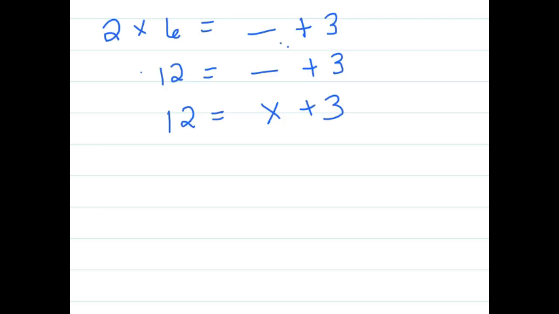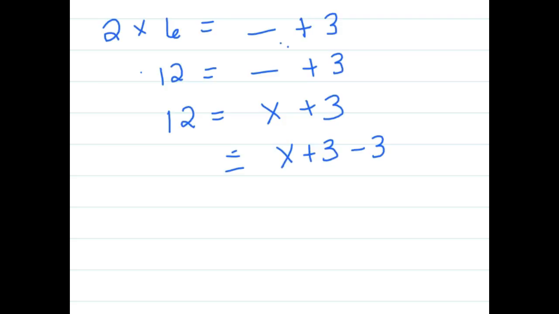Now, to get x all by itself, as you can see, right here we have x plus 3. x is not by itself. So in order to get x by itself, we're going to get rid of this 3. And how we do that is we go x plus 3 minus 3.